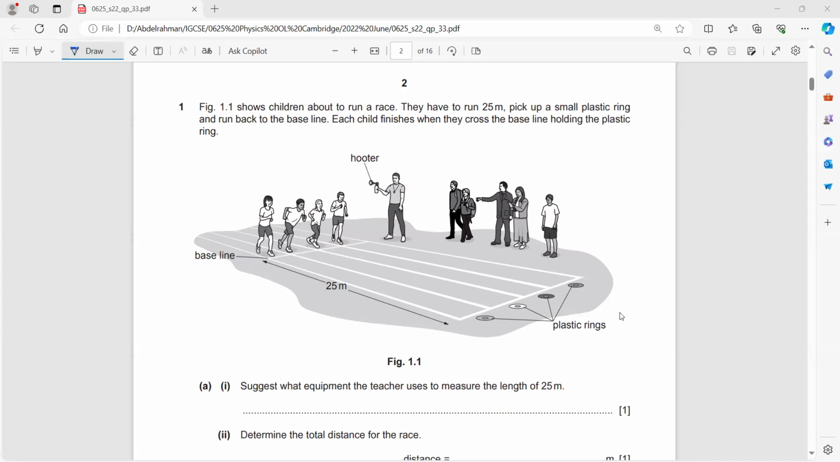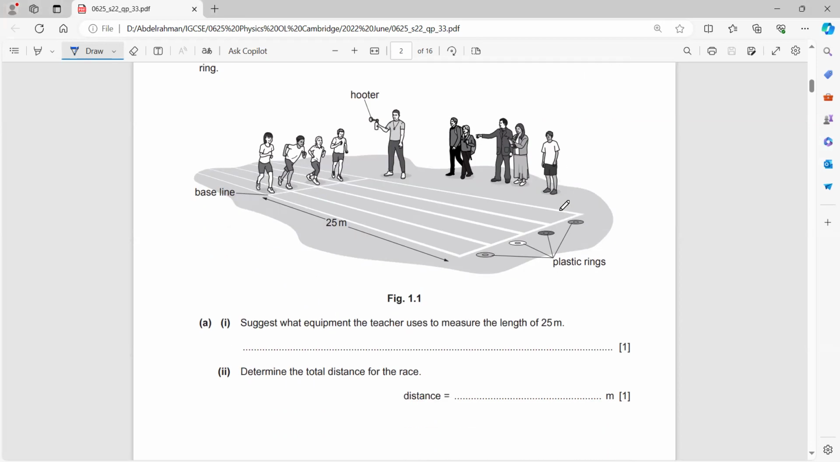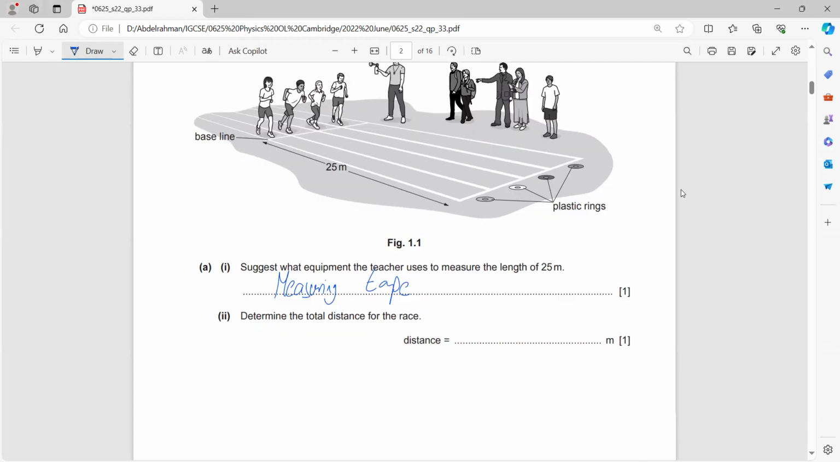If someone actually solved this question before and opened the marking scheme, they will find that the marking scheme wrote down meter ruler. Is meter ruler correct? No, it is wrong. Actually, the right answer for this question is measuring tape. Is the marking scheme wrong? Yes, the marking scheme is wrong.